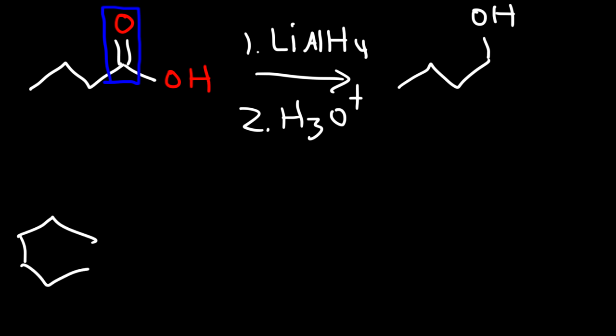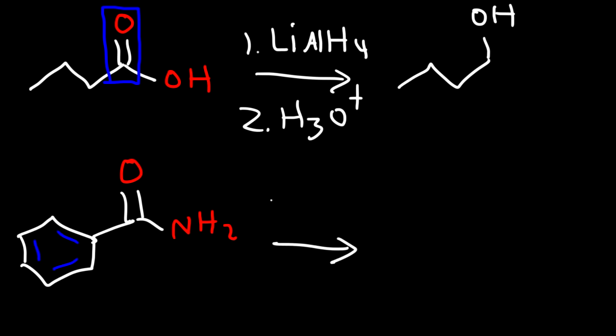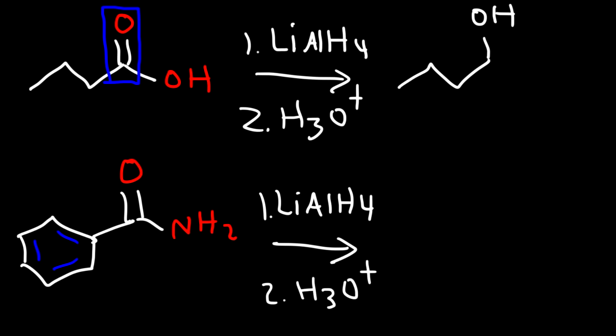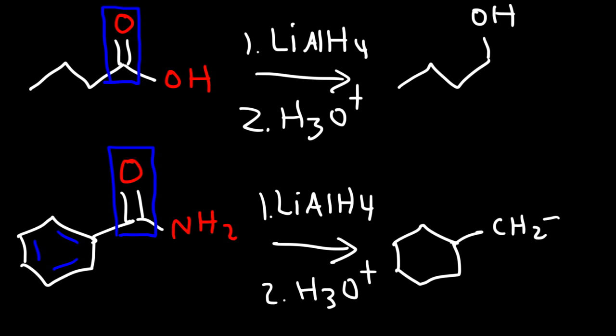Now, what if we have, let's say, an amide functional group? What's going to happen if we reduce it with lithium aluminum hydride? What do you think the major product for this reaction will be? In this case, the amide will be reduced to an amine. So the carbonyl group won't be reduced to an alcohol. It's going to be reduced to a CH2 group. And so you're going to get this, a primary amine.